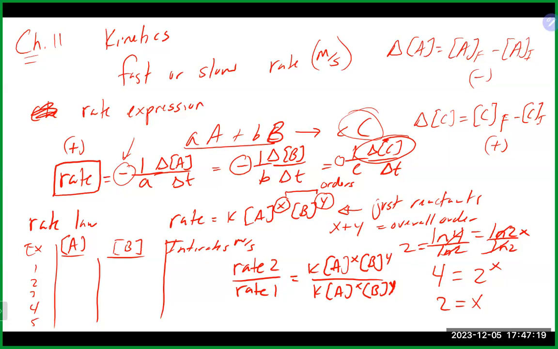A reminder as well, it is possible to have a 0 order. And again, anything to the 0 order is basically 1. So that is possible as well. Any questions on any of that stuff that we did last time?